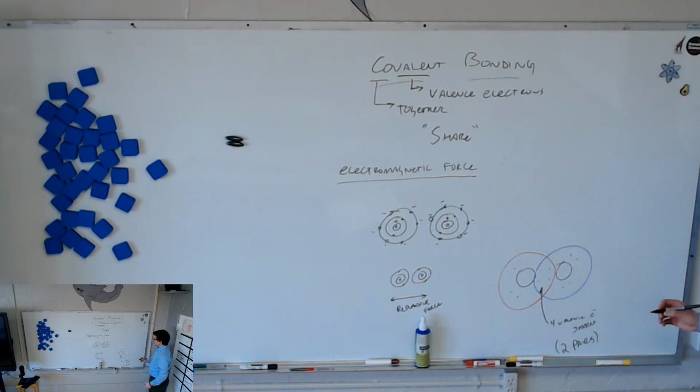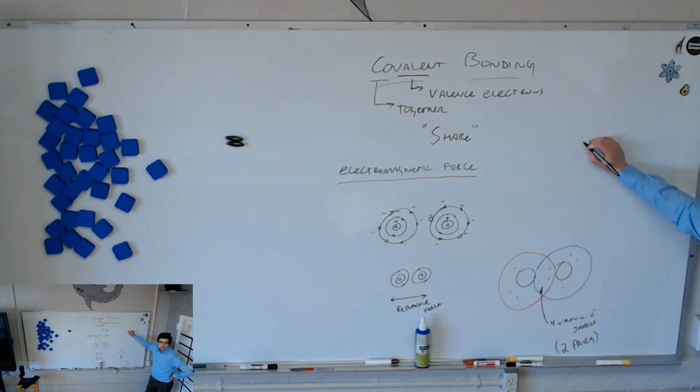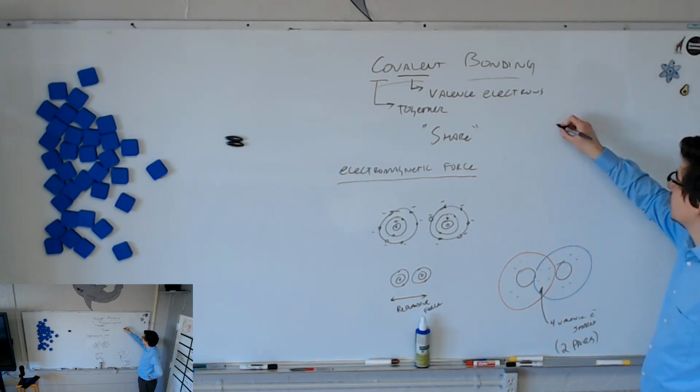So now, let's do the same thing, but with another element. Let's pick a halogen. Find me a halogen, please. Bromine. Good. How many valence electrons does bromine have?